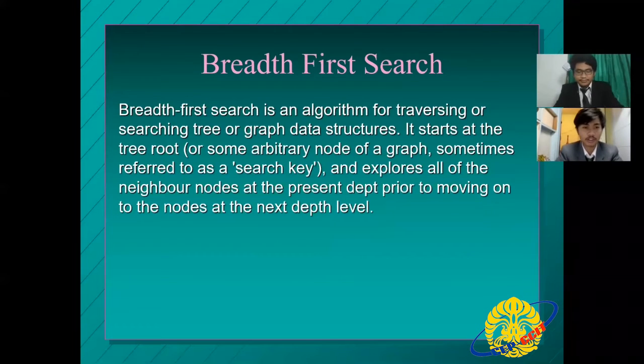BFS, or we can call it breadth first search, is an algorithm for traversing or searching tree or graph data structures. It starts at the tree root, or some arbitrary node of a graph, sometimes referred to as a search key, and explores all of the neighbor nodes at the present depth prior to moving on to the nodes at the next depth level.